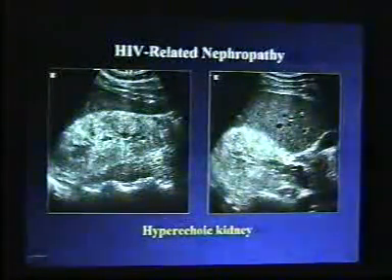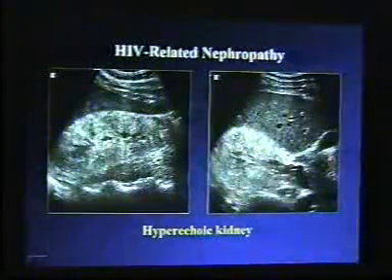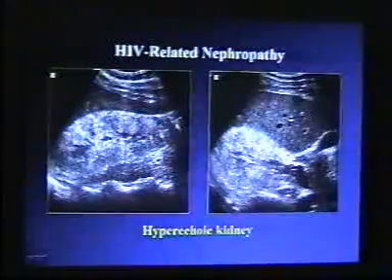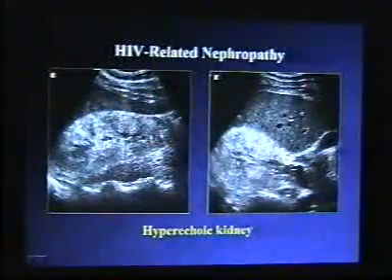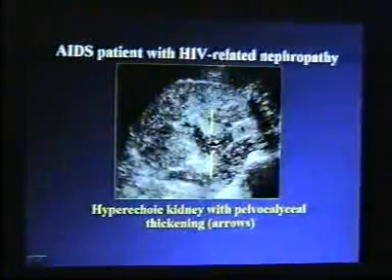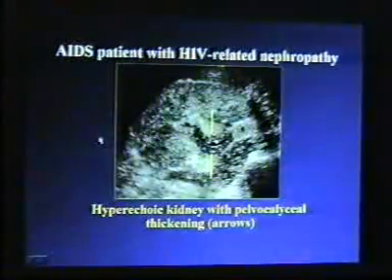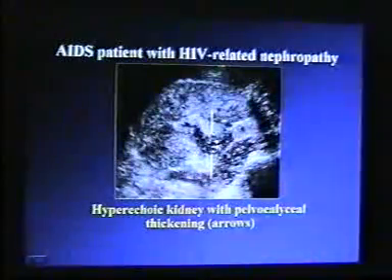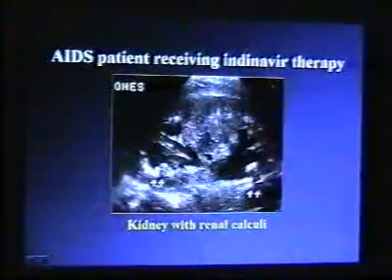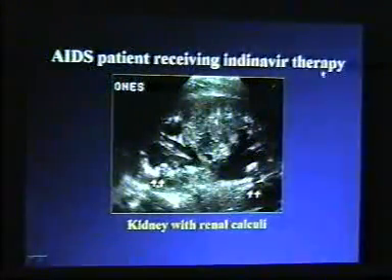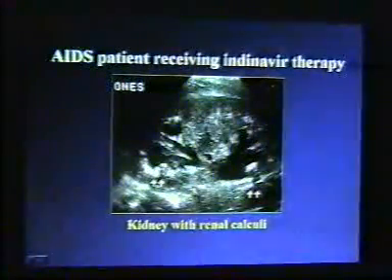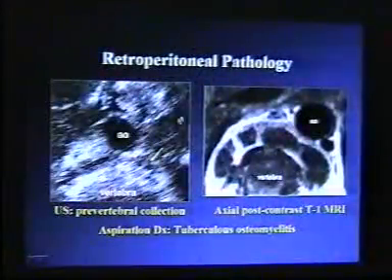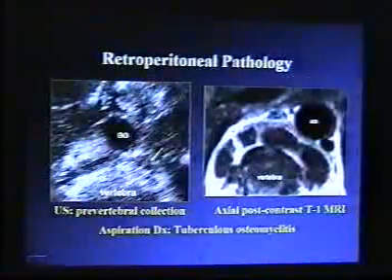Here is HIV-related nephropathy. Patient with AIDS having hyperechoic shining kidneys. You can see in longitudinal view a patient having retroperitoneal pathology, which was a pre-vertebral collection. On ultrasound you can see the abdominal aorta, and this is the vertebra, and you can see a collection which was confirmed on MRI. On aspiration, it was confirmed that it is due to tuberculous osteomyelitis.